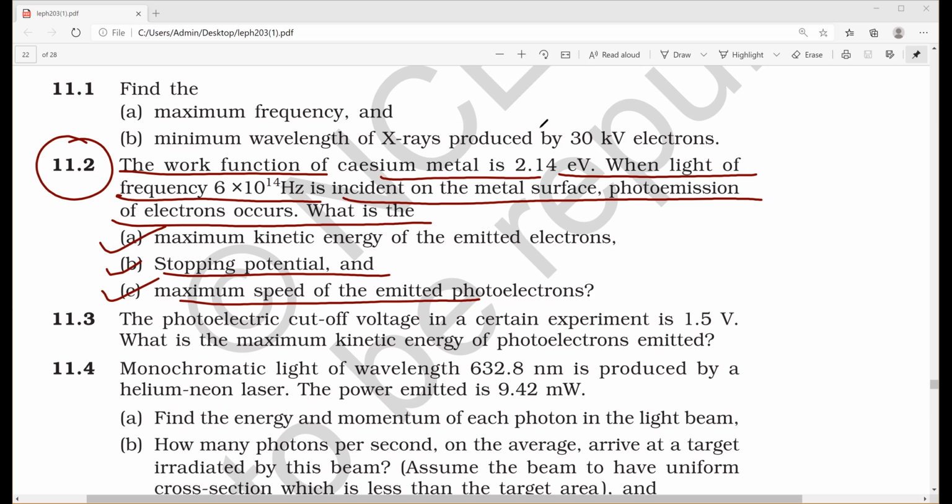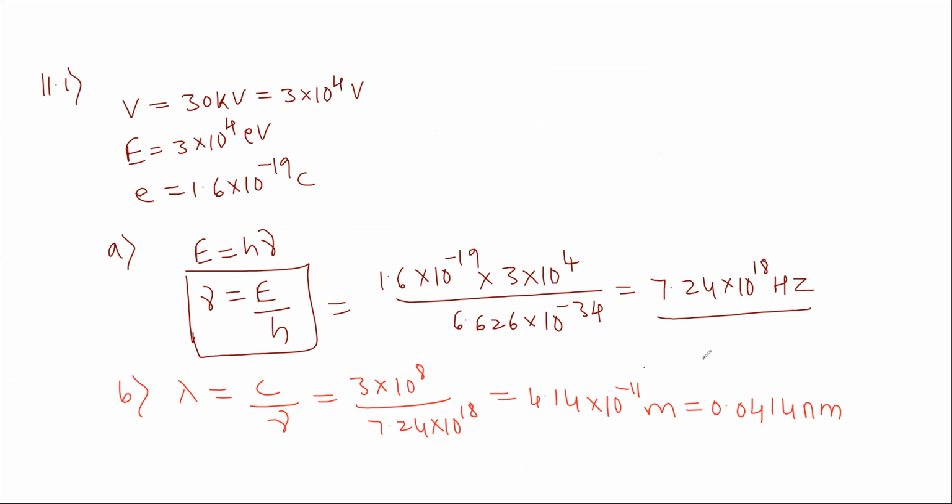So let us see how to solve this one. Let us solve one by one. First, let us solve 11.2. First what they have given: work function of cesium metal, let us take it as phi naught. That is 2.14 electron volt. Frequency of light nu is equal to 6 into 10 to the power of 14 hertz, they have given.